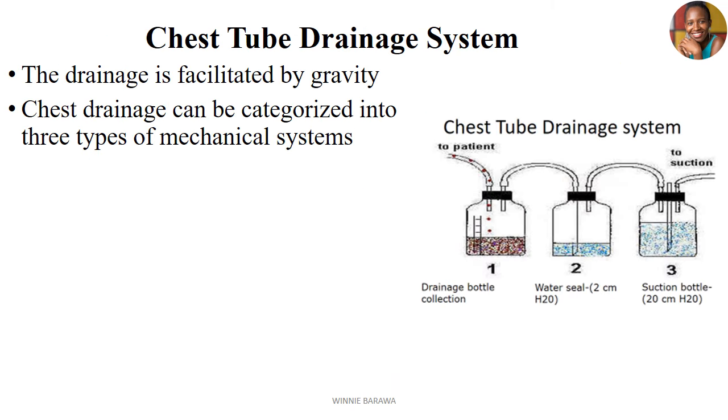So let's talk more about the chest tube drainage system. How is it set up? What type of chest tube drainage system do we have? And how do we manage either of them? Like we said, the drainage is facilitated by gravity, and apart from gravity, we have positive pressure and suction as part of the principles guiding the drainage system.